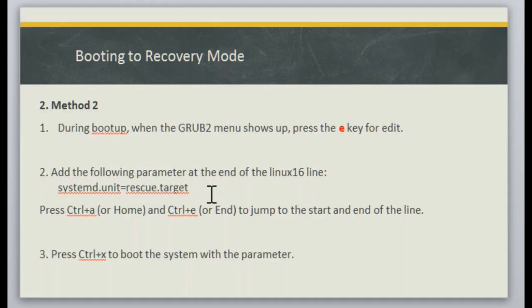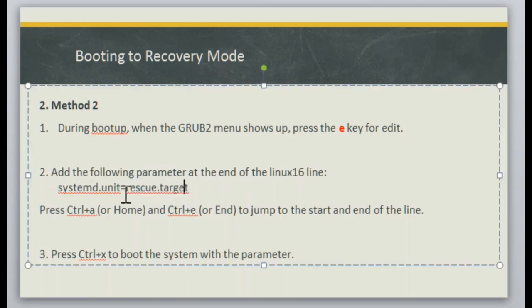You're going to add the following parameter at the end of the linux16 line. That's going to be this. You're going to add this there. Okay. You'll press Control-A or Home and Control-E to end to jump to the end of the line so that you can add this line there. Okay. Once you're done with that, you'll hit Control-X to boot the system with this parameter.